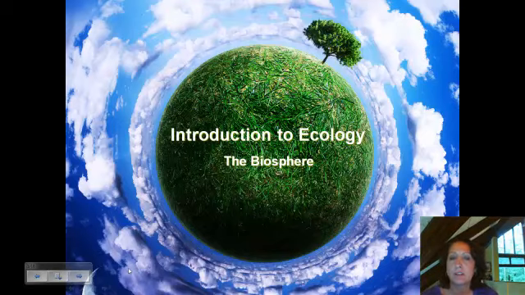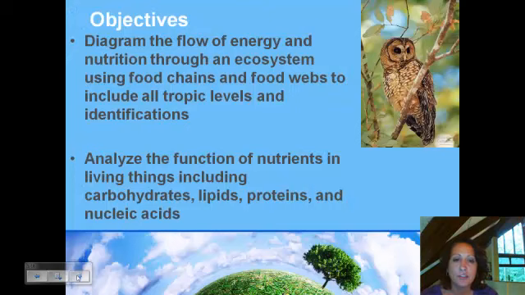Okay, this is our second unit, which is Introduction to Ecology. And in this unit, we have two objectives. The first is to diagram the flow of energy and nutrition through an ecosystem using food chains and food webs to include all trophic levels and identifications. The second objective is to analyze the function of nutrients in living things, including carbohydrates, lipids, proteins, and nucleic acids.